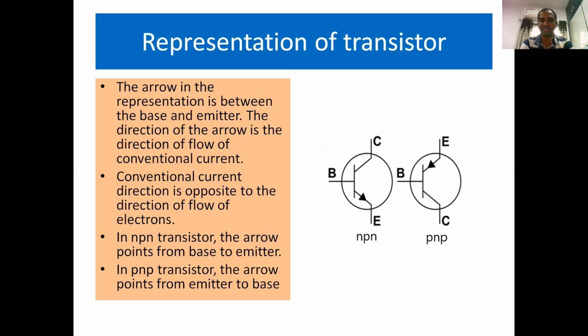If we consider the NPN transistor, the arrow points towards the emitter from the base, but the conventional current is flowing from emitter to base. Always the direction of conventional current flow is exactly opposite to the direction of flow of electrons. In an NPN transistor, the arrow points from base to emitter, which means current flows from emitter to base. In the same way, in a PNP transistor, the arrow points from emitter to base. The current direction is exactly the same because holes are moving in the direction of the external field.